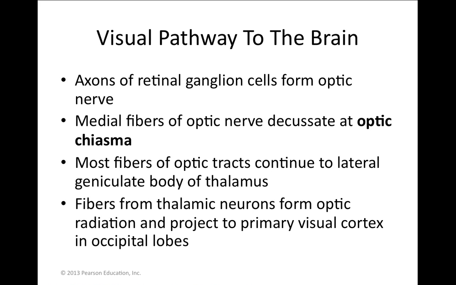So the medial fibers of the optic nerve will decussate at the optic chiasm. Now, decussation means it crosses. So only the medial fibers, the medial half of your eye, will cross and go to the opposite lobe, while the lateral fibers of each eye will stay on the same side. And you're asking yourself, why does that happen? It's because it's the best option to create depth perception. If you only have one eye, you won't be able to tell how far away something is. So the more you can share that visual field, the better.